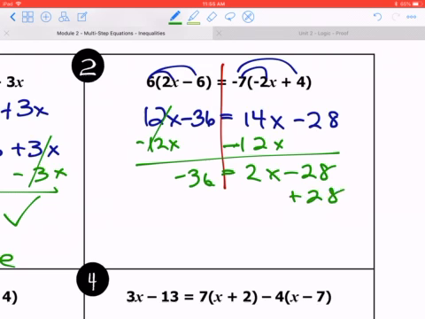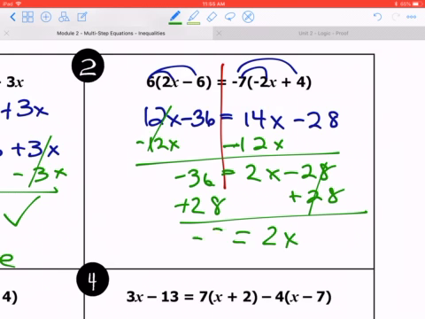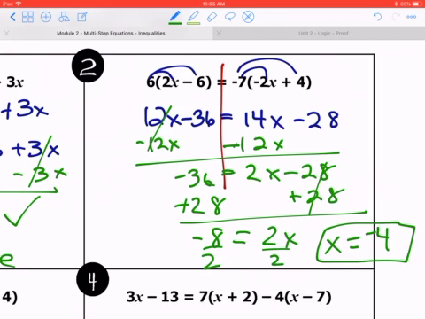We're going to add 28. Negative 36 plus 28 gives me a negative 8. We will divide by 2. And this one, we get one solution, that x equals negative 4. So when we are solving equations now, you have three options. You can get one solution, like this one, x equals negative 4, the number that works. You could get infinite solutions, where any number works. Or you could get no solution.